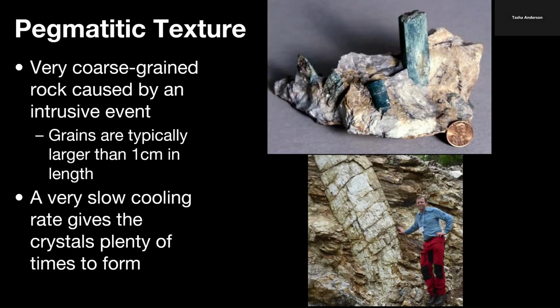Pegmatic texture forms when magma cools very slowly, allowing exceptionally large crystals to develop. This often happens in water-rich environments where fluids help minerals grow rapidly. Pegmatites are also known for containing rare minerals.